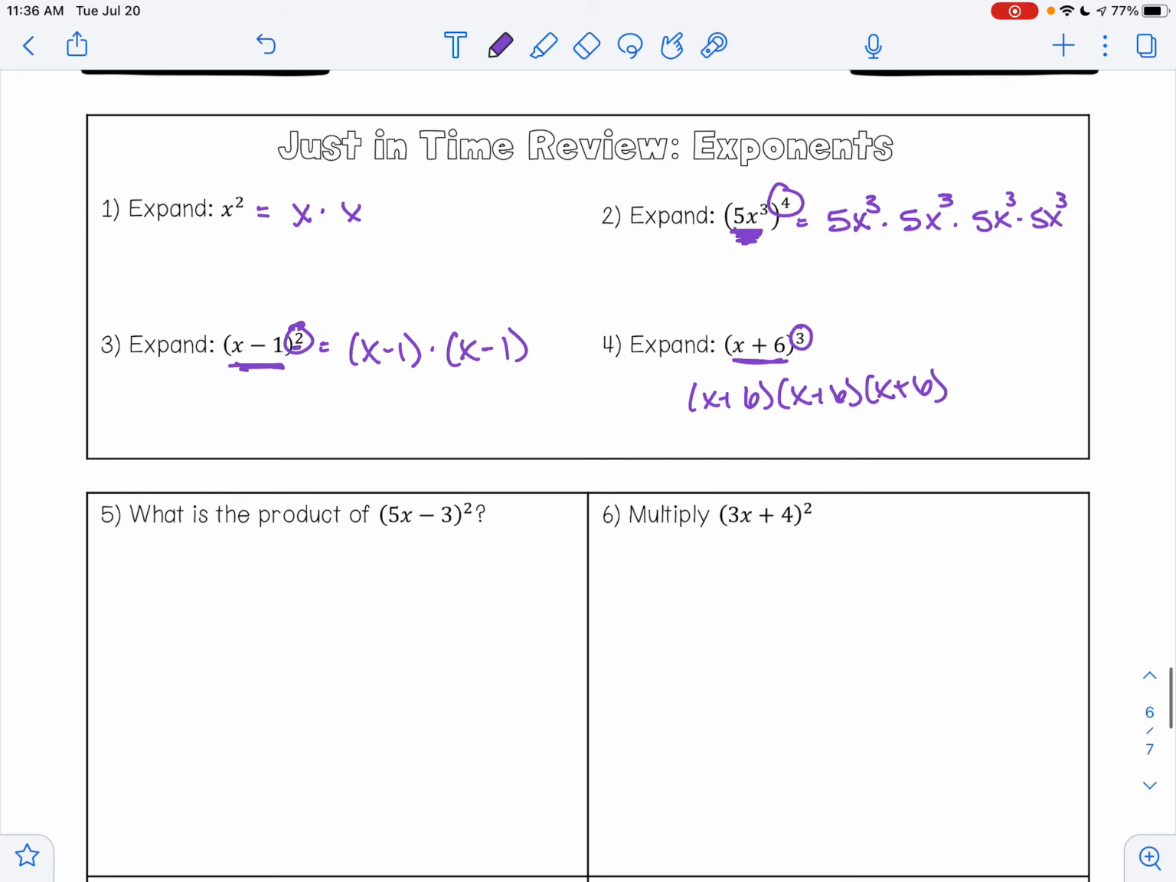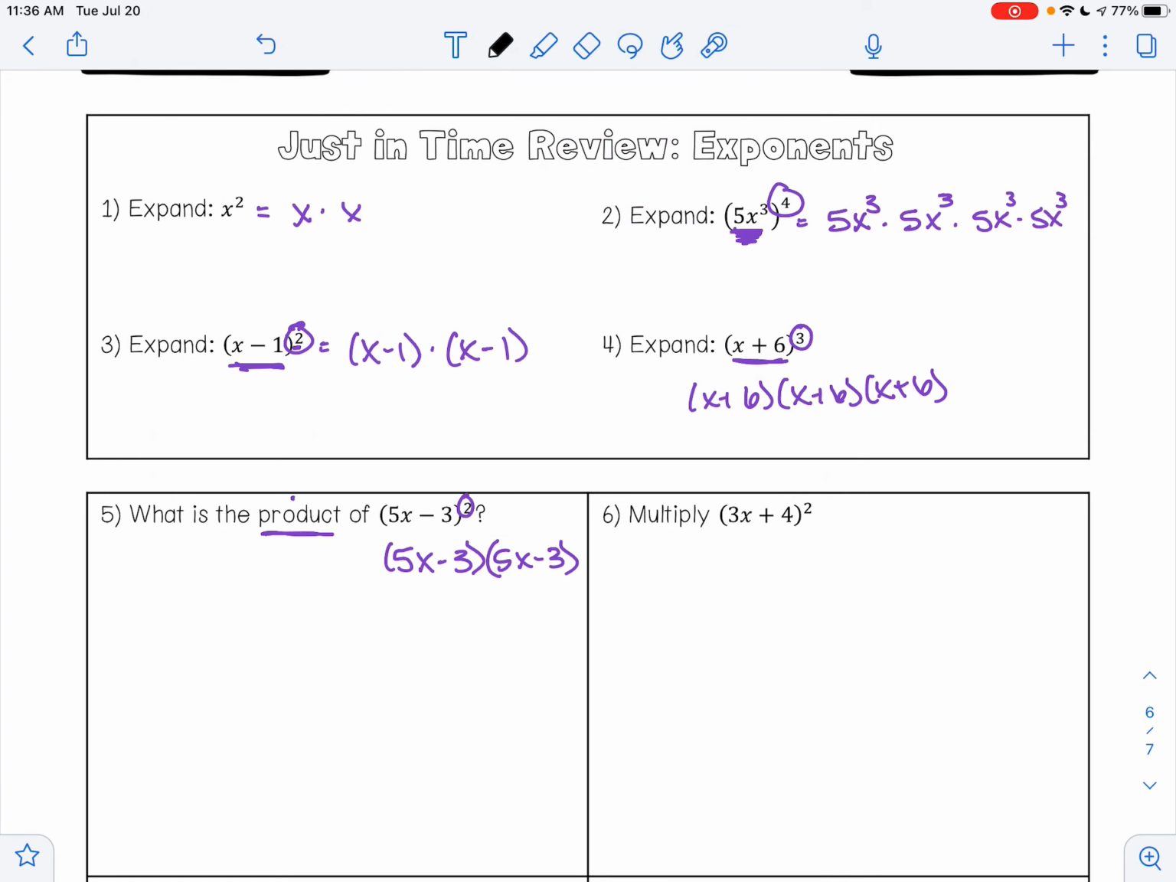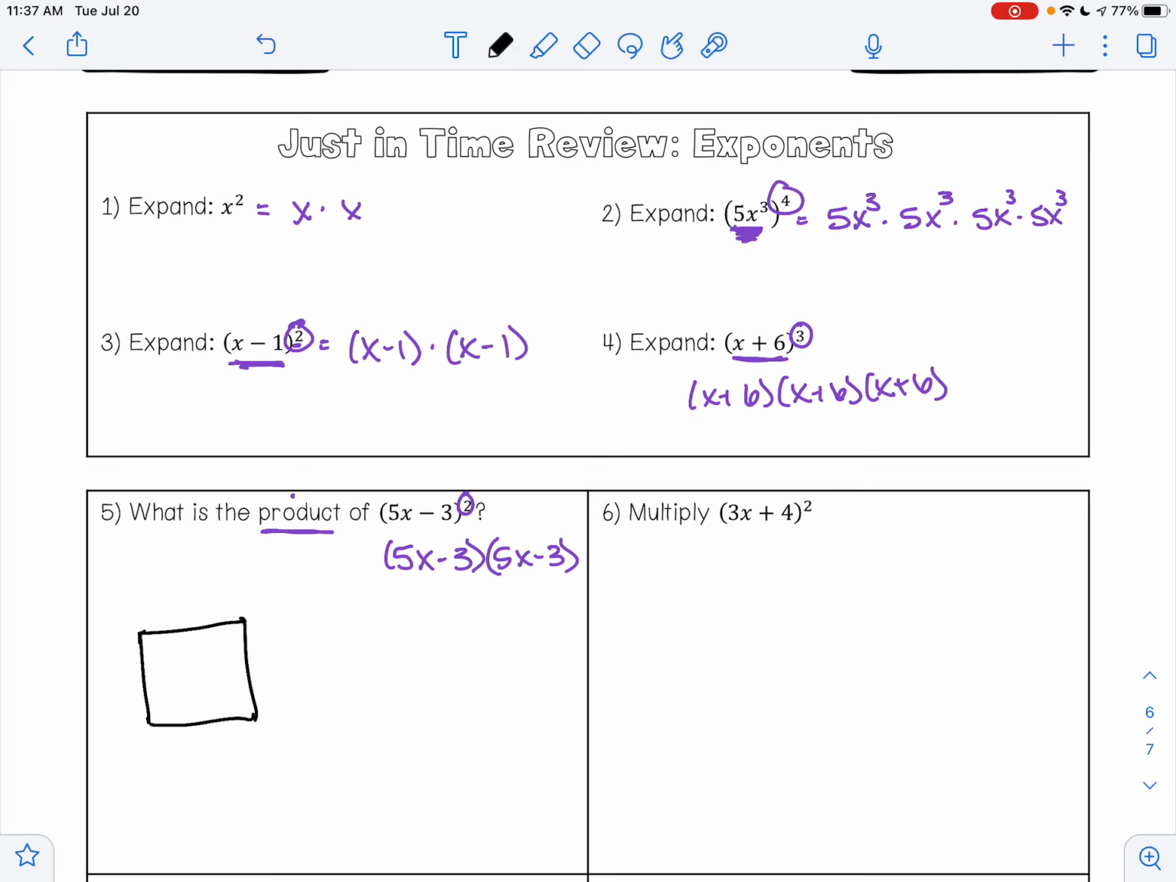For example 5, it says, what is the product, so we know that we are multiplying, of 5x minus 3 squared? Well, 5x minus 3 squared means that I have 5x minus 3 being multiplied by 5x minus 3. That means that I have a binomial being multiplied by a binomial. And I can multiply these together using the area model. So I'm going to take one binomial and write it down the side, and I'm going to take the other binomial and write it across the top.